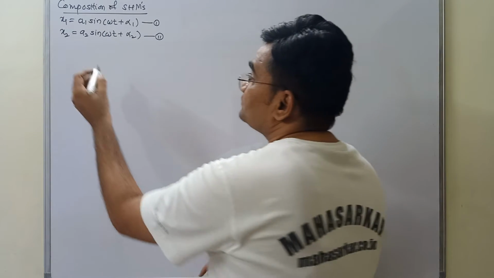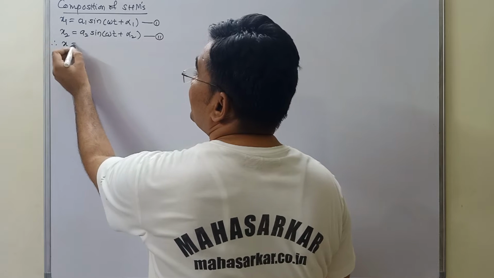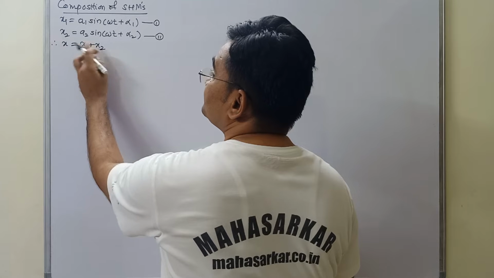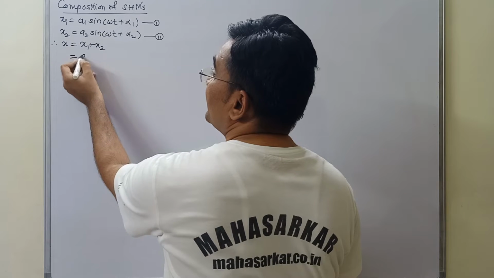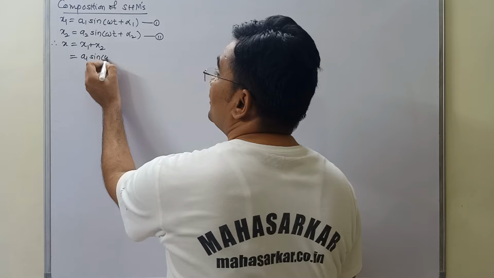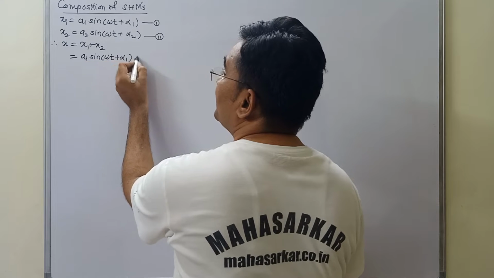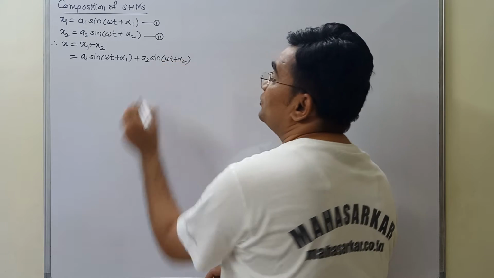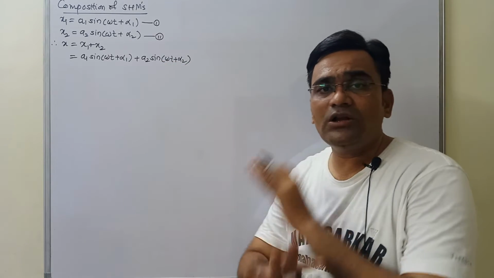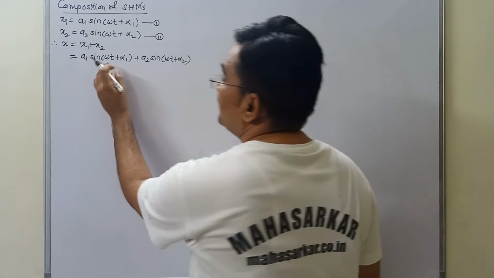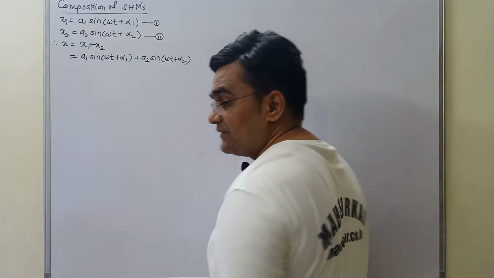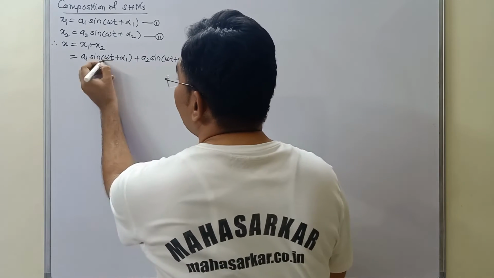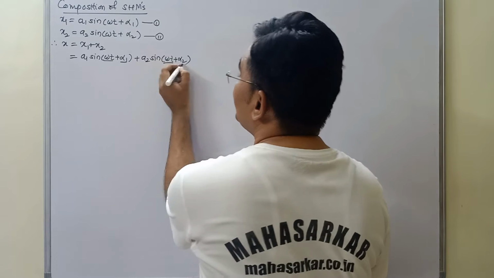Okay, now by the composition formula I can write the resultant displacement x equals x1 plus x2. So substituting here, I will write a1 sin(omega t plus alpha 1) plus a2 sin(omega t plus alpha 2). Now, just simplify the mathematics. This is sin(a plus b). What is the expansion for sin(a plus b)? I will call this a and this b. Similarly here also a and b.